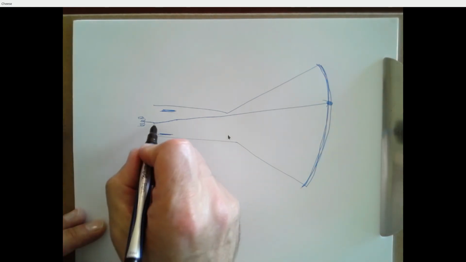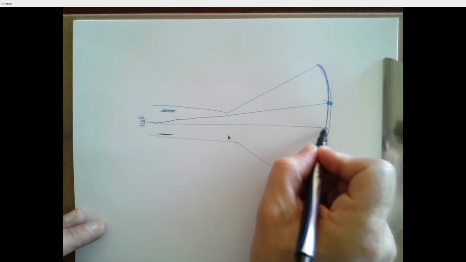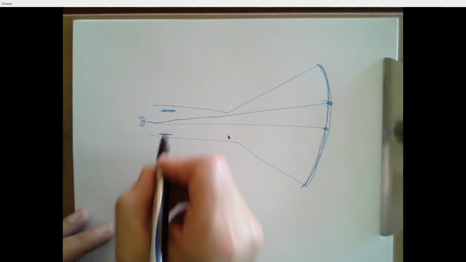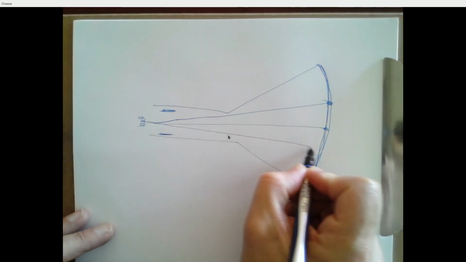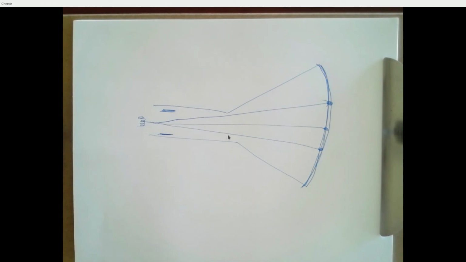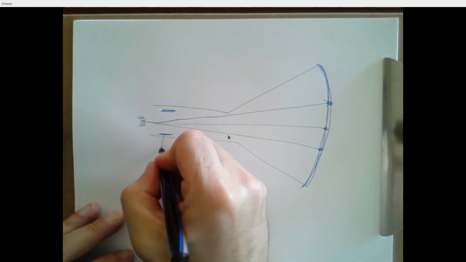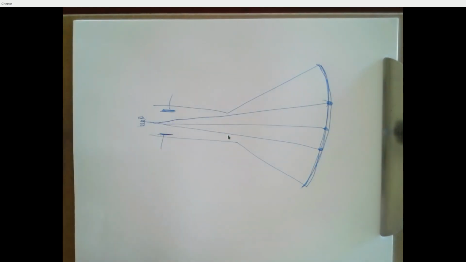If you turn off this field, it's going to hit the screen right in the middle, and if you reverse the field, it's going to bend down and hit the screen closer to the bottom. So we can light up a dot up or down based on the field we apply to these two plates. Now you take another pair of plates and you put them on each side, and you use that to steer the beam left and right.